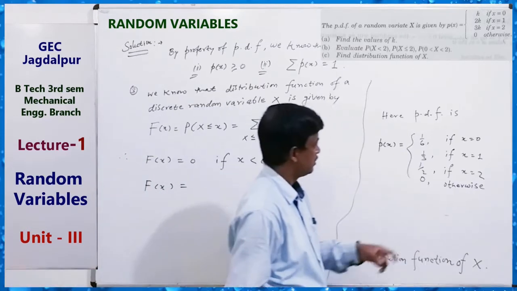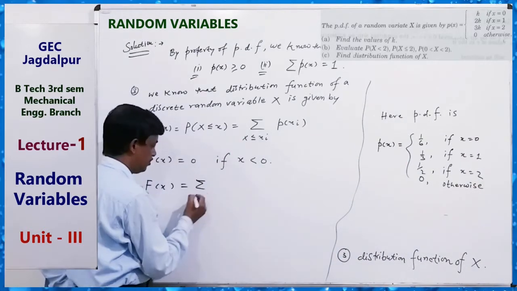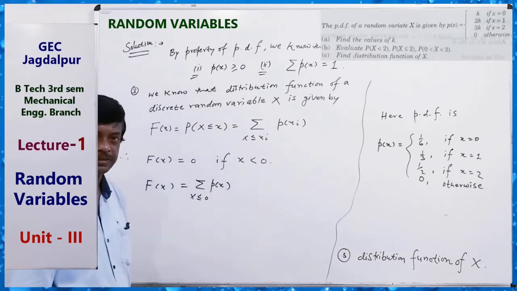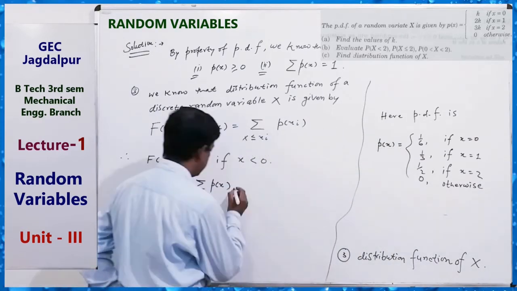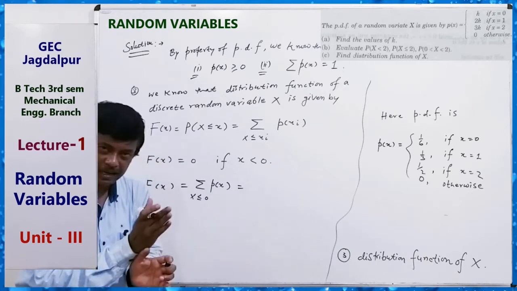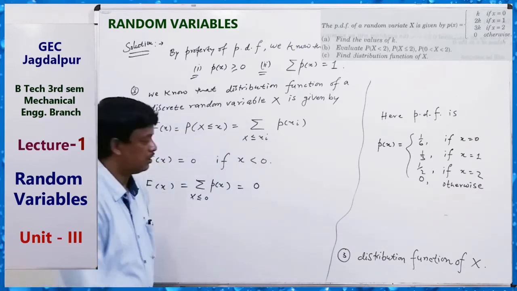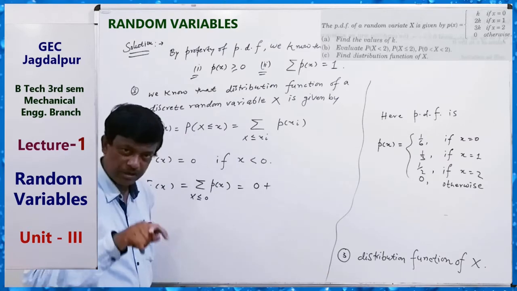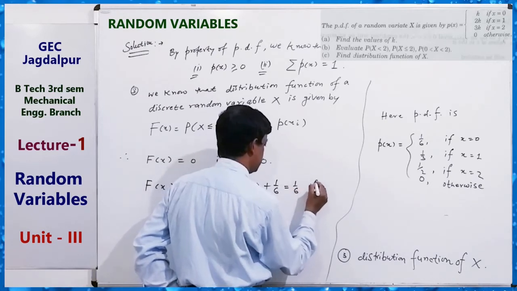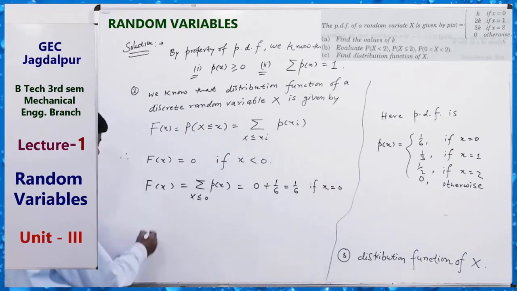Step by step. This is 0, this is 1, this is 2. So here, the sum of P(x) for x less than or equal to 0: less than 0 is 0, and at x equal to 0 it is 1/6. So F(x) equals 1/6 if x equals 0. Here x equals 0. Clear?